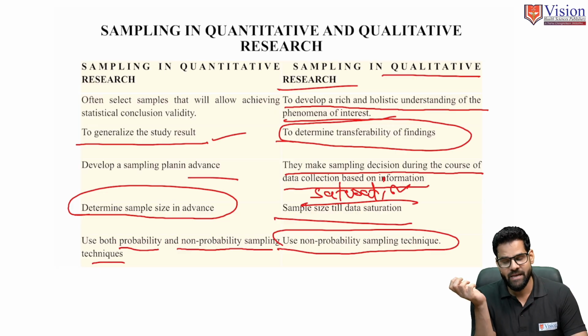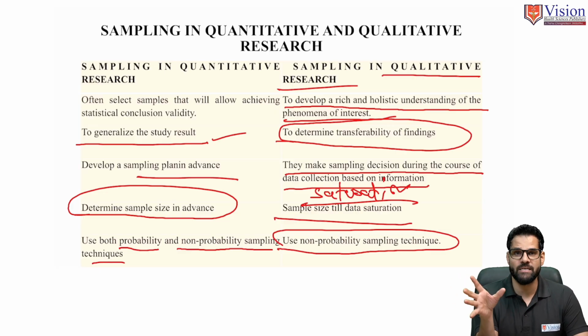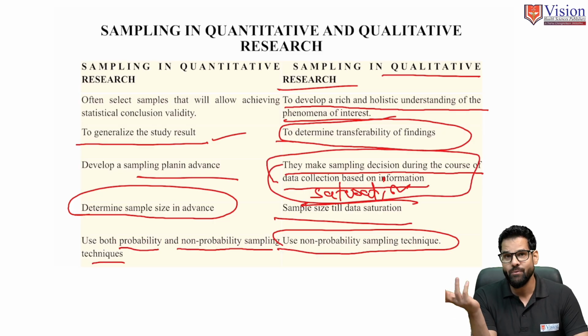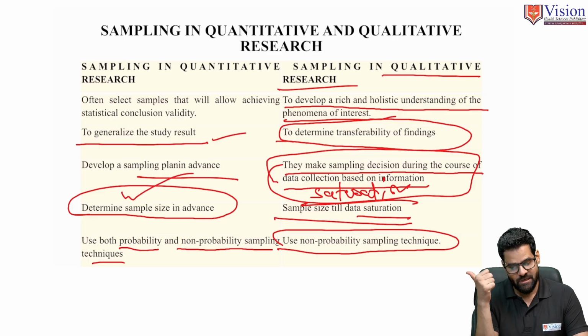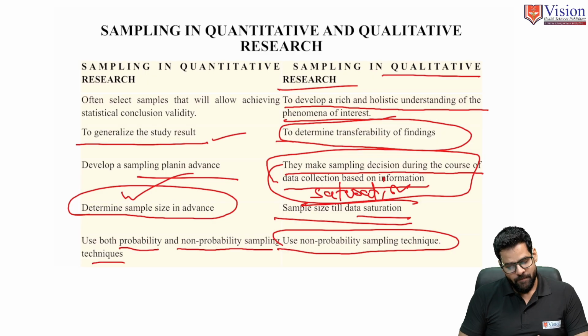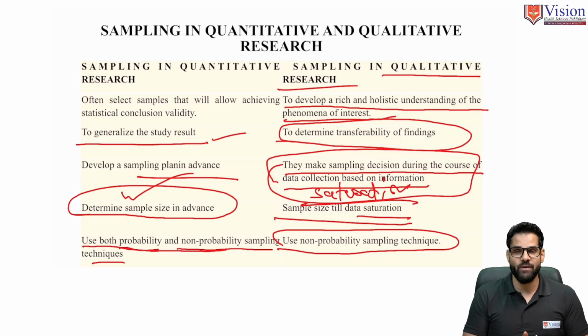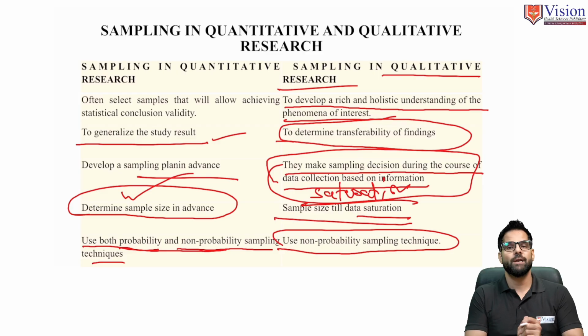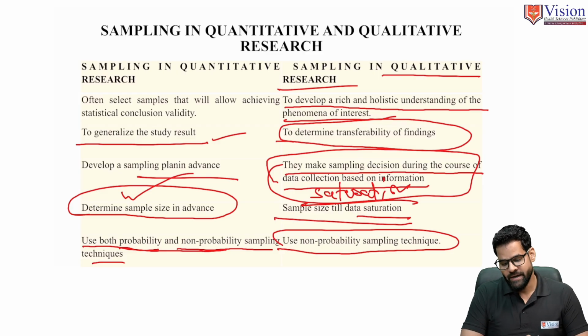Here we have advanced planning of sampling, like what techniques, what sample size, all that. But here the decision is taken on the ground itself, how many samples are required. Here the sample size we decide in advance, and here we follow the data saturation principle. And lastly, we use both types of methods, probability and non-probability, for quantitative research, and we use non-probability for qualitative research.